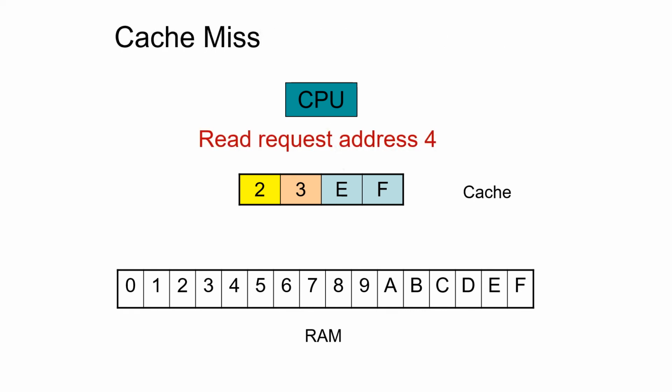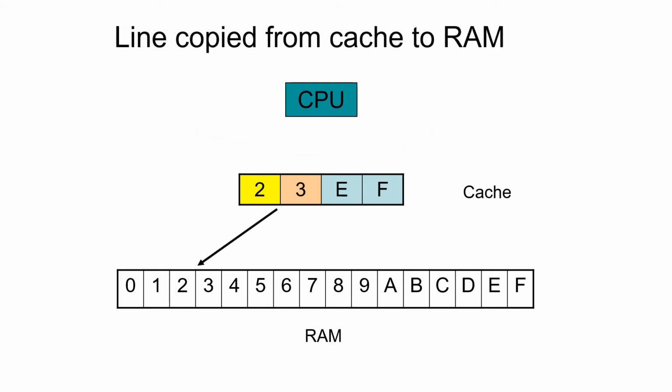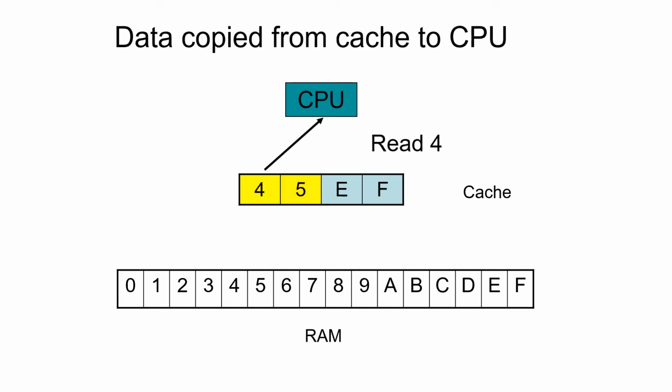Now we want to read address 4. Well, it's going to use the 23 line because we just used the EF line. But the 23 line is dirty. In other words, it's been changed, so it has to get that back to memory before we read the line from RAM, that value into the CPU.